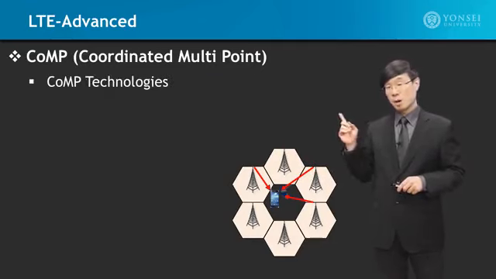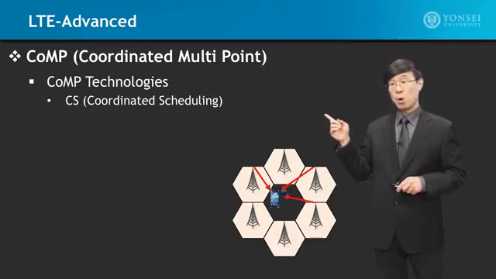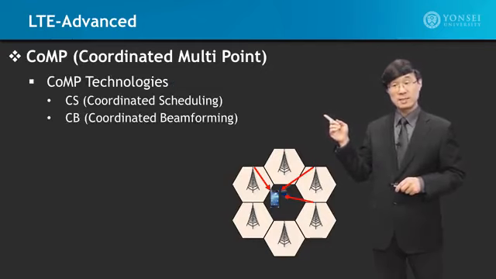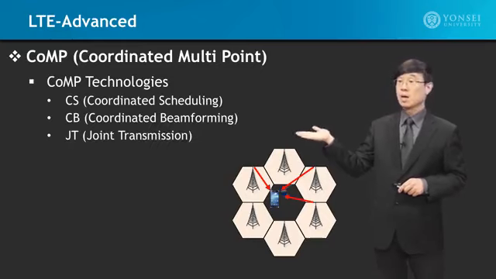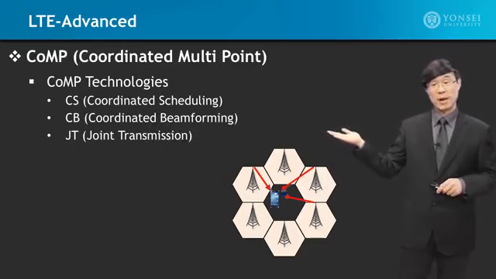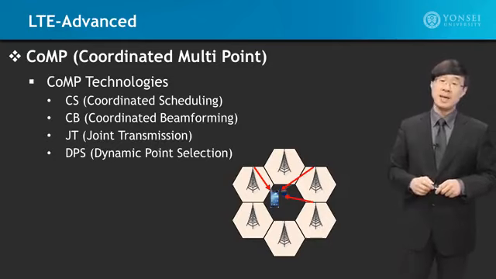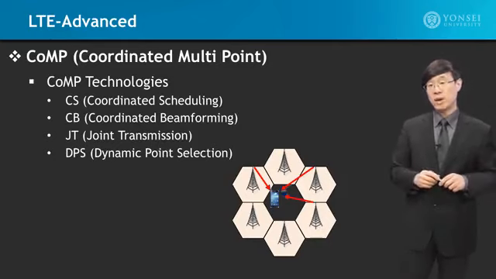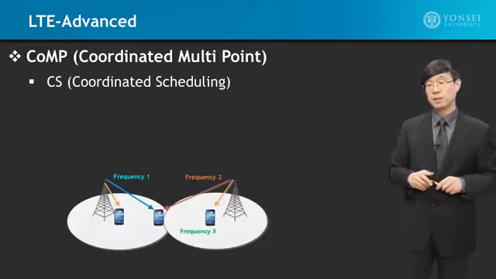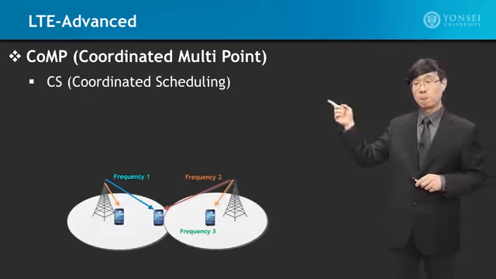There are a couple of ways to do this. Coordinated scheduling is one, CS. Coordinated beamforming, CB, is another way. Joint transmission is another way, JT. And dynamic point selection, DPS. These are the four major ways to do it. Let's look at them one by one.